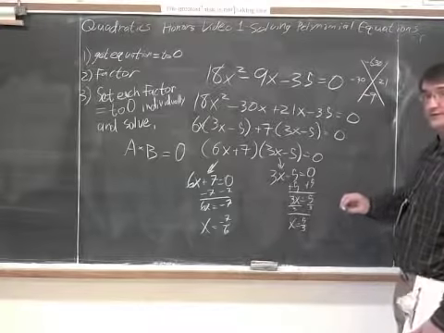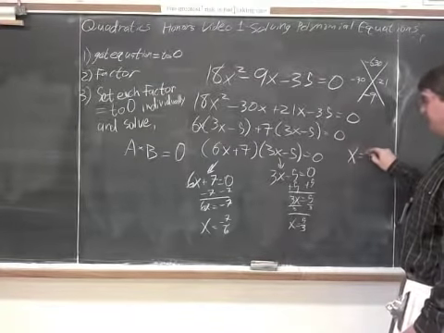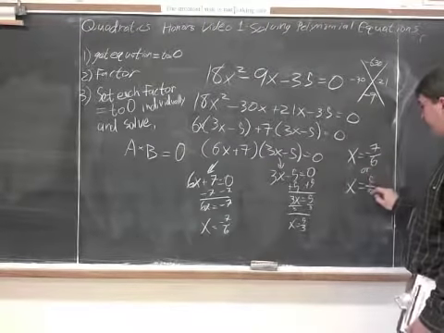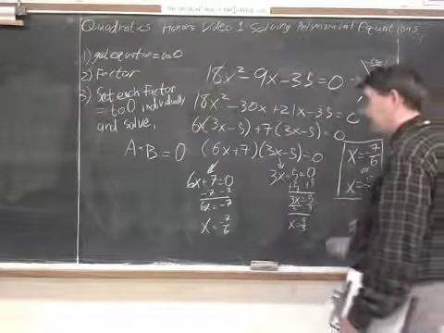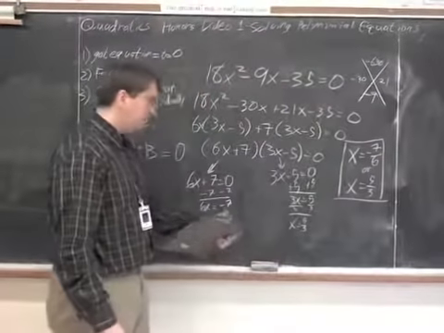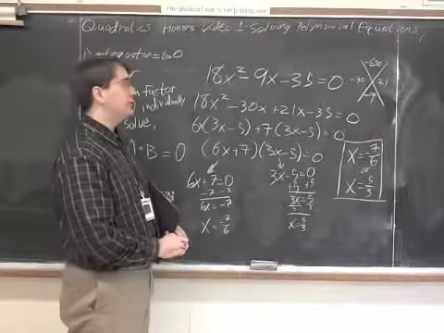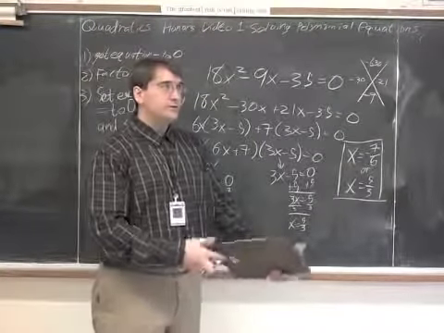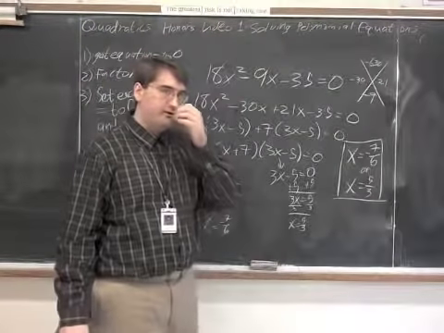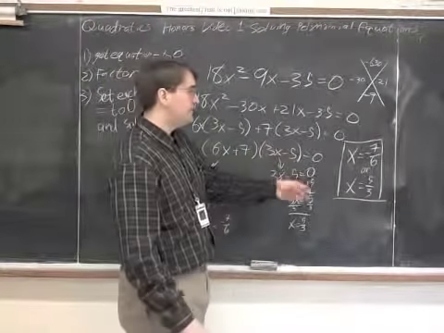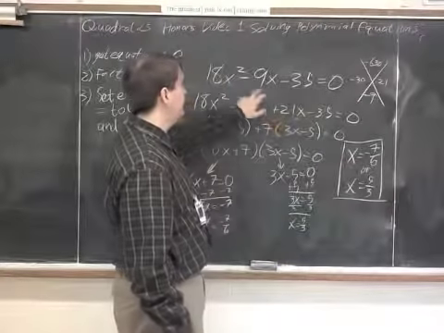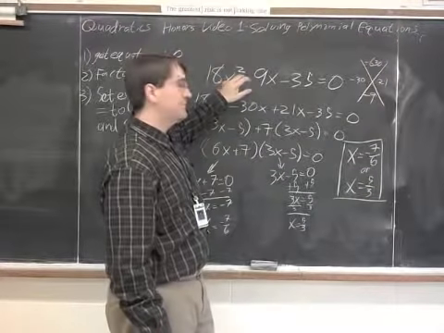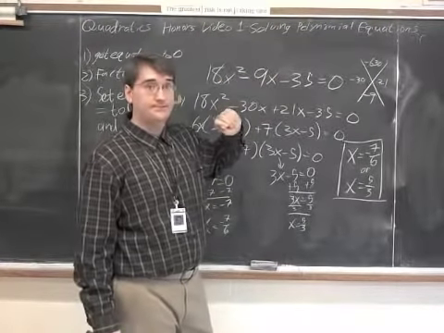So our answers, we have two of them. X equals negative 7/6, or x equals positive 5/3. There's two answers. Most of the time when you're solving a quadratic equation, you're going to end up with two answers. There's actually a rule that governs that. There's a generalizable rule. The reason why we get two answers is not a coincidence. In fact, there's something called the fundamental theorem of algebra.